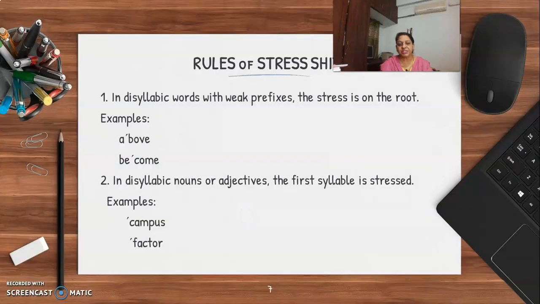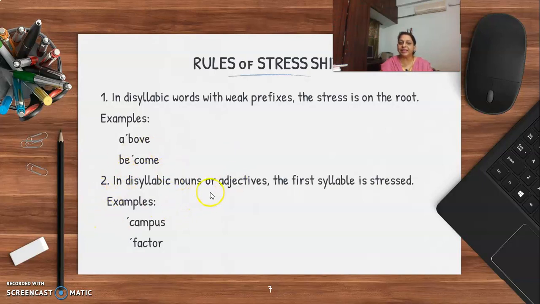Now, rules of stress shift. So there are certain rules; we'll have a look at them. The first is: in disyllabic words with weak prefixes, the stress is on the root. So this here is a weak prefix, so above we say. This also is weak, so become.